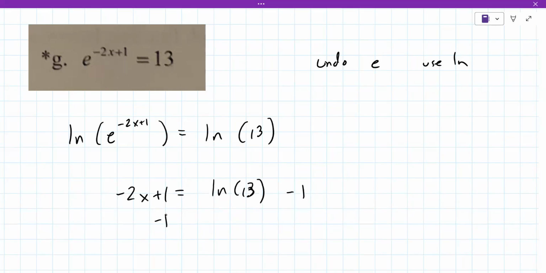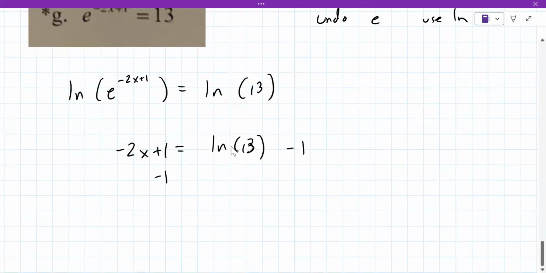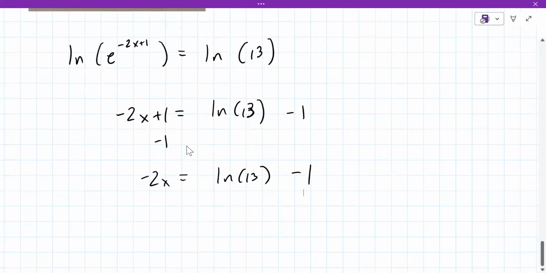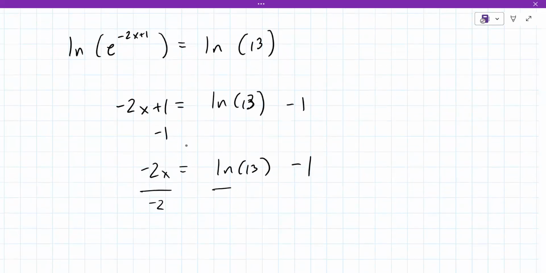You subtract 1, but there's nothing to subtract 1 from. Like natural log of 13 and -1 are not like terms. So you just leave them. It's just an expression. And then you divide everything by -2.